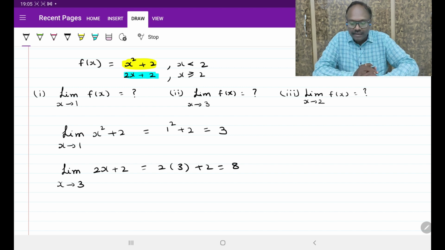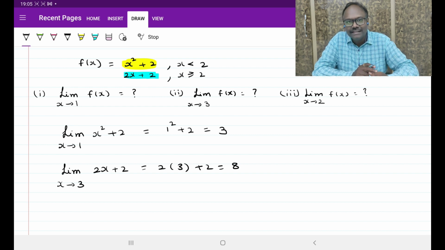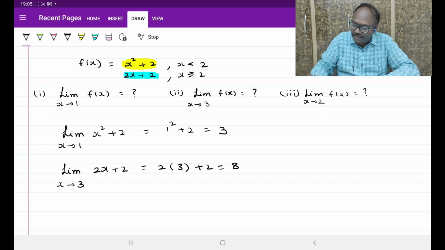So here we could find that when limit x tends to 1 or x tends to 3, we need only one definition. But if you observe the third one, limit x tends to 2 of f of x, x is tending to 2 means x takes a value slightly more than 2 or less than 2, and here we observe that the definition is changing at 2. So in this case we have to find the left hand limit and right hand limit. So at a point where the definition is changing, if the limiting value of the function at that particular point is being asked, then we have to find the left hand limit and right hand limit. So let us see the third case.